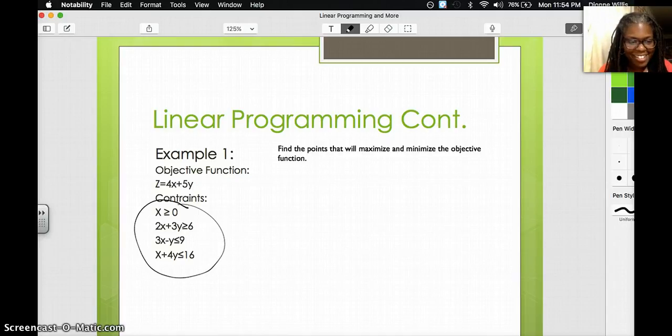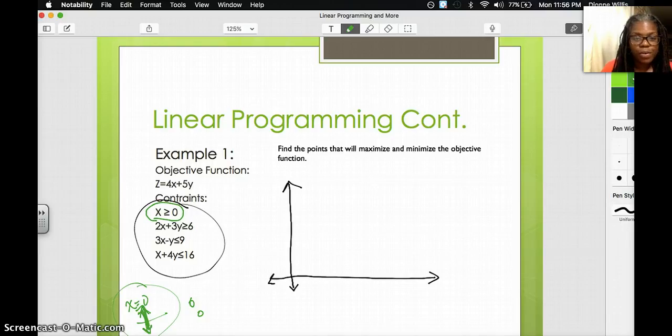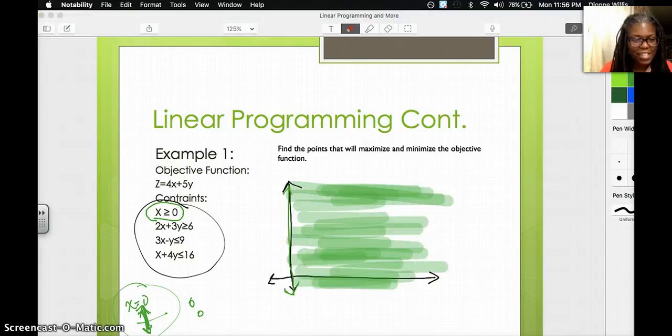So let's get started. Here's my X and Y axis. Let's graph this first constraint of x being greater than or equal to 0. Quick thought bubble: when we have the equation x equal to 0, that's basically a vertical line through 0 on the x-axis. So here we're going to have that vertical line, but it says x is greater than, so we're going to shade to the right. That's that first inequality.